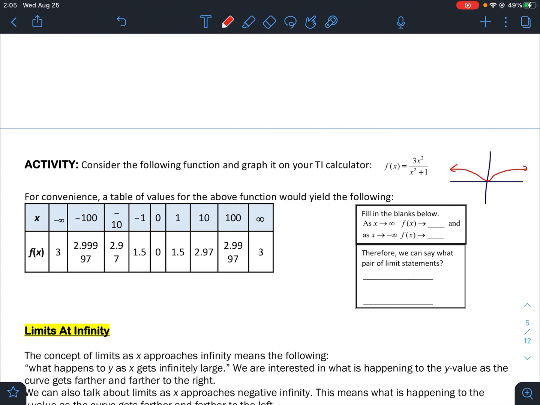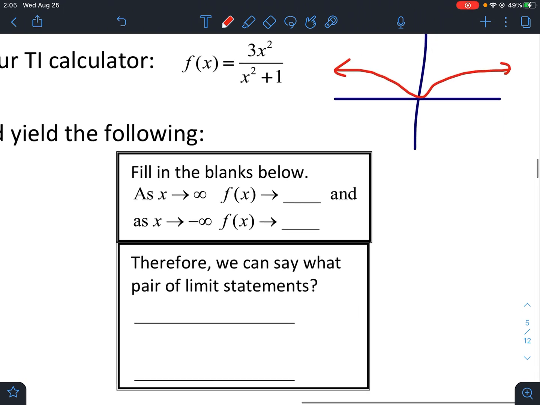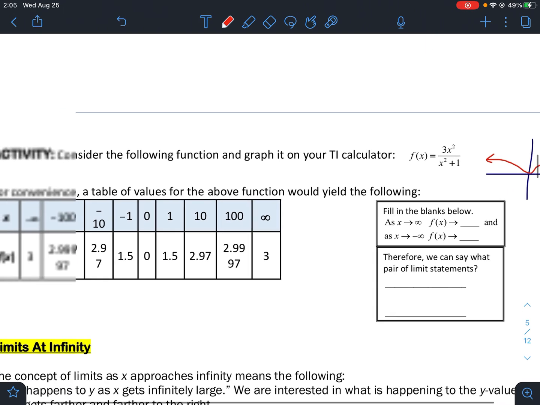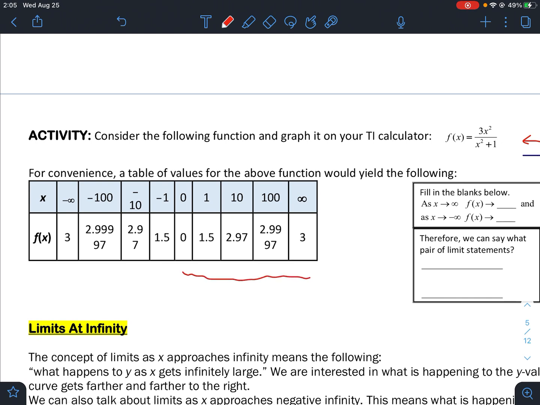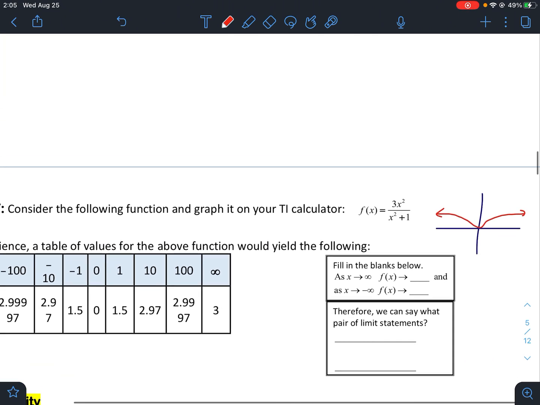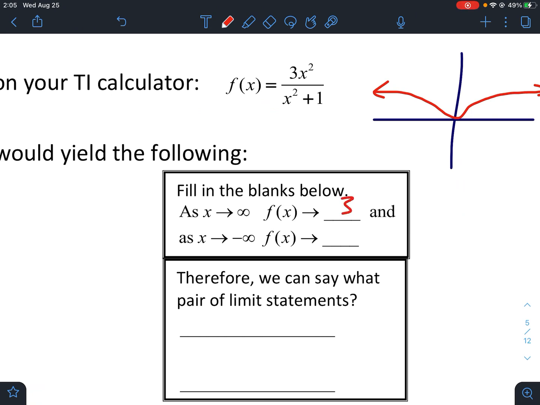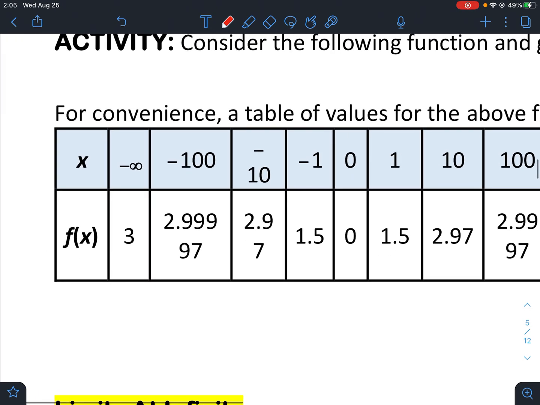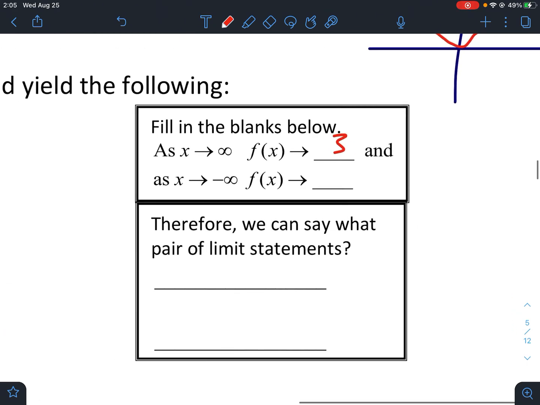And we have a table of values that goes with that, and we're asked to fill in these blanks below. As x goes to positive infinity, where is y going? Well, look at the table here. As x goes towards positive infinity, y is getting closer and closer to 3. As x goes to negative infinity, it's also getting closer and closer to 3. So this, from previous math classes, is called your end behavior. As x goes on forever to the left or right, where is y going? In both these cases, y is going towards 3.